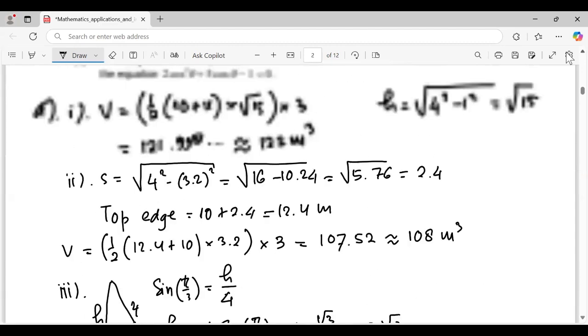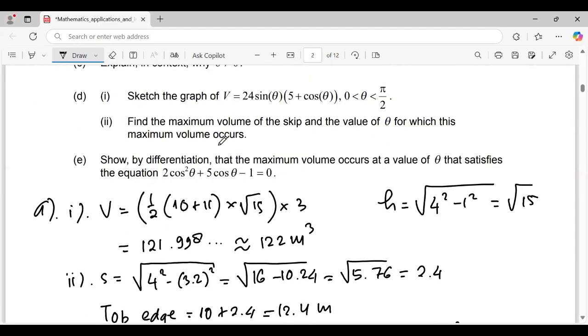Next, find the maximum volume of the skip and the value of theta for which this maximum volume occurs.